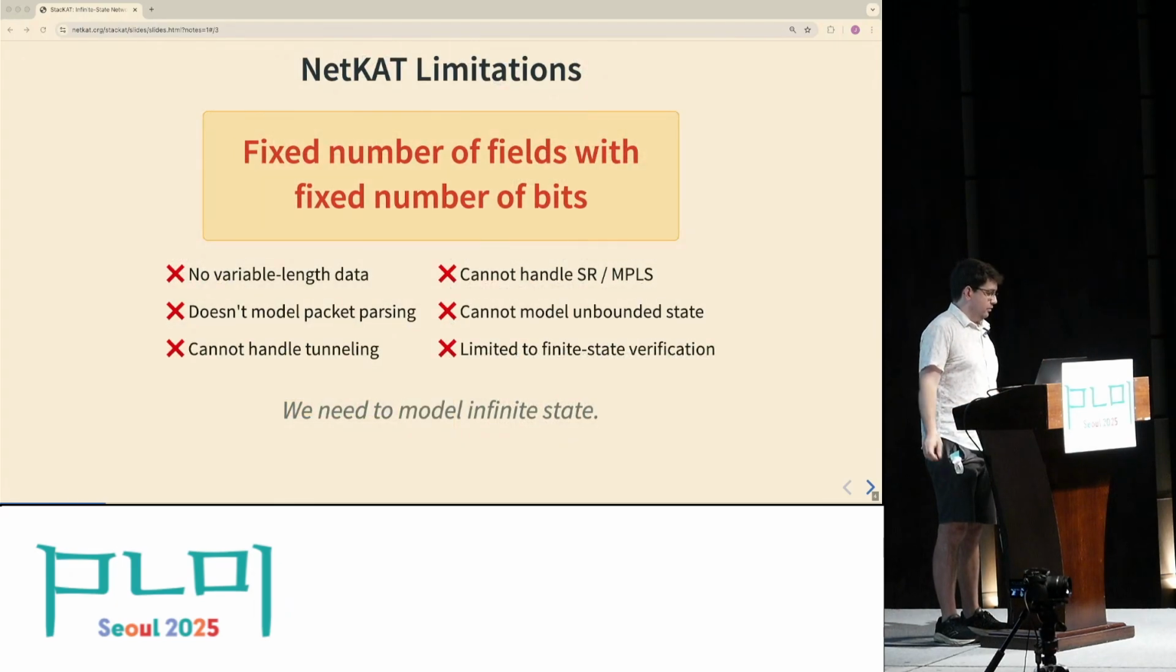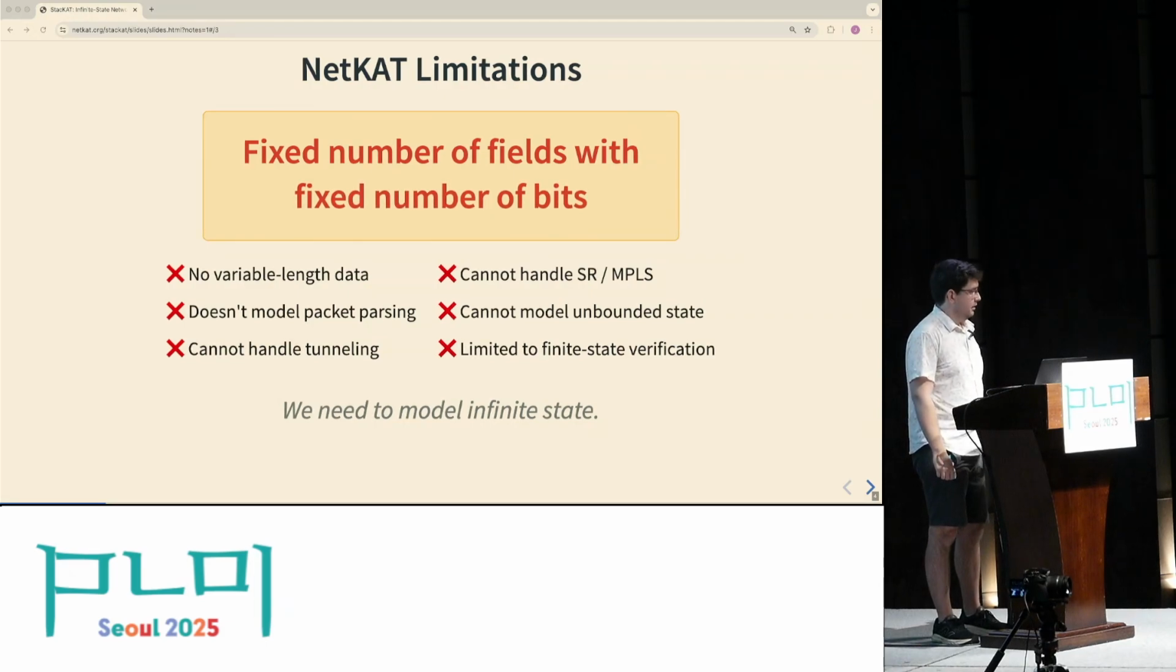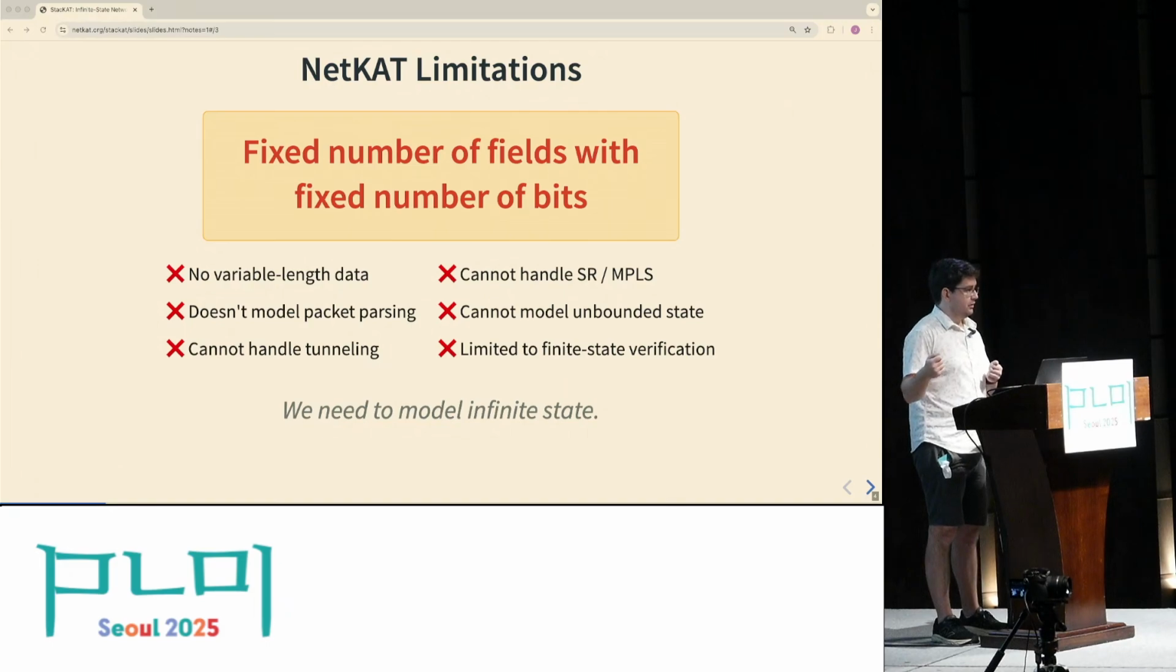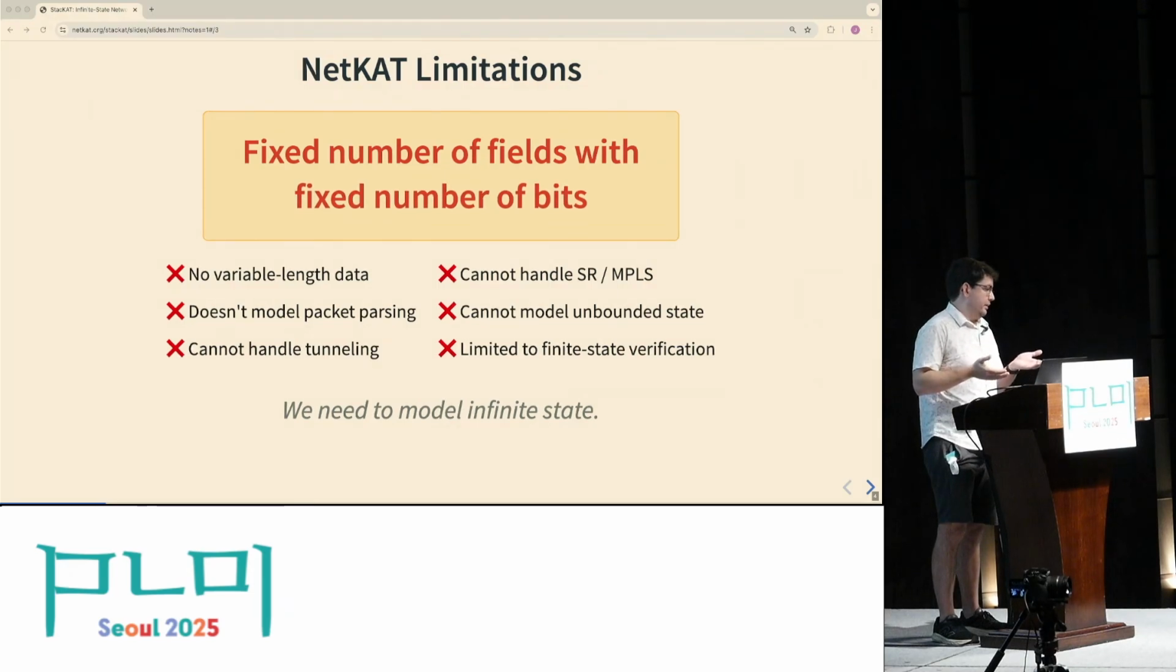Okay, so why are we doing things beyond NetKAT? Well, the thing with NetKAT is it can only model packets with a fixed number of fields. And each of these fields also must have a fixed number of bits. So that means that you cannot model variable length data. You cannot model packet parsing. You cannot model certain protocols that use arbitrary amounts of data in the packet, such as source routing, where the entire path that the packet is supposed to take is stored in the packet payload. It can also not handle tunneling, where a packet is encapsulated, because that also extends the size of the packet.